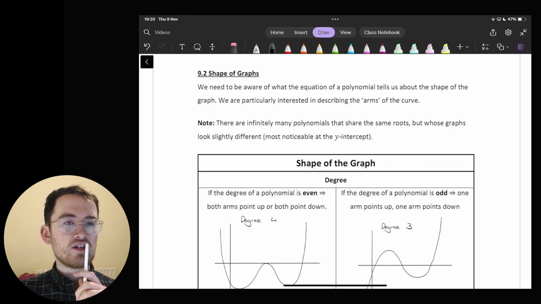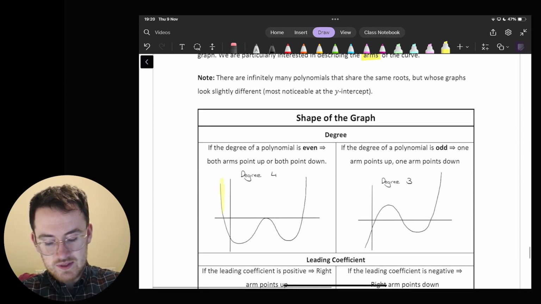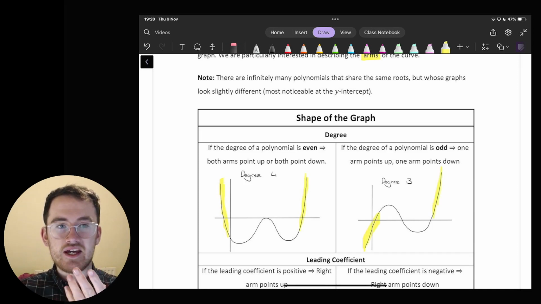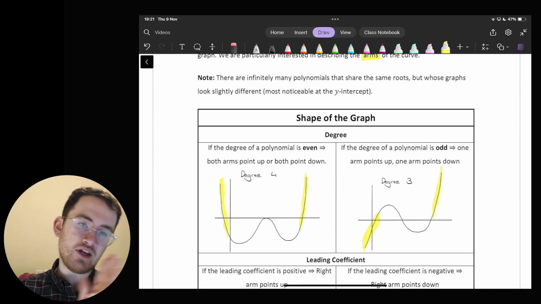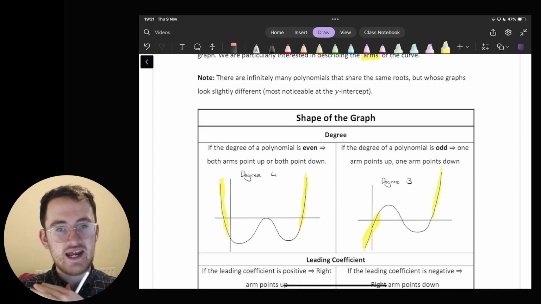So the important thing is just that we need to know what a polynomial tells us about the shape. And as I say here, we're particularly interested in describing the arms. Looking at the examples here, if we just jump ahead, when we talk about the arms, we're just talking about these parts here. So the end behavior, sometimes you'll hear it called as well. So the end behavior of the function as we continue towards, say, infinity, so to an infinite positive value, or to an infinite negative value. What happens with my function? Which way is it going?